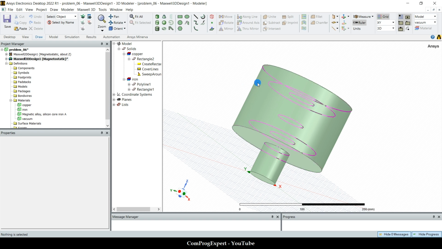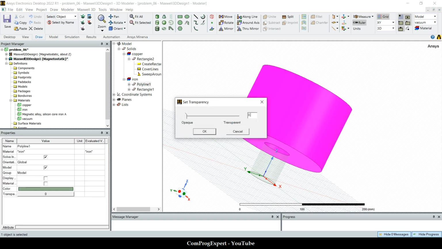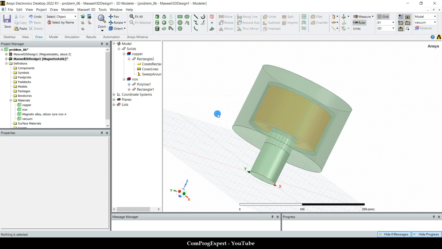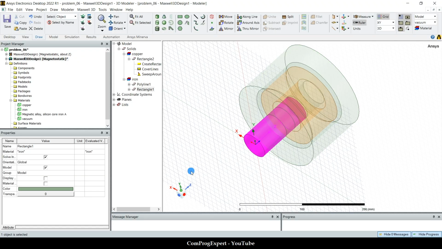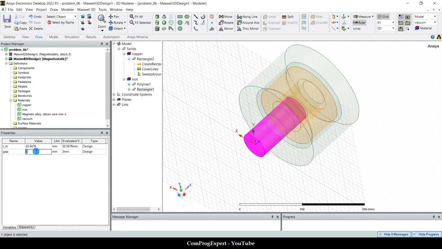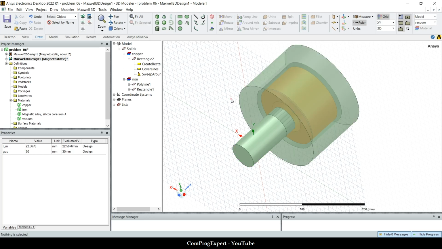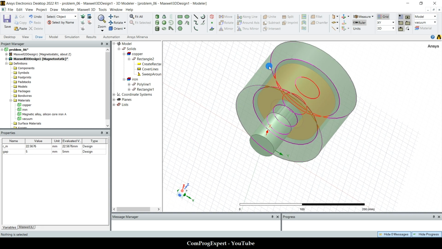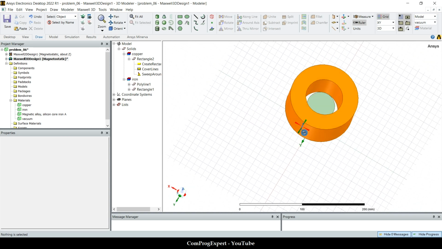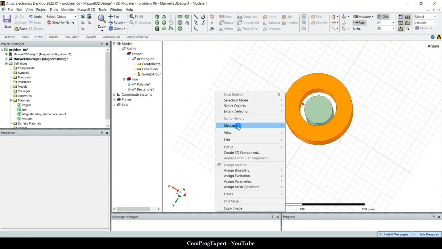So let's change the transparency of this object. We are going to see inside of this. Now you can visualize the geometry of the coil, and this is the moving object. If I change the value of the gap thickness to 20, you can realize how movement occurs for this plunger system. Gap equal to 5. Okay, so let's hide this object. This is the cross section area.